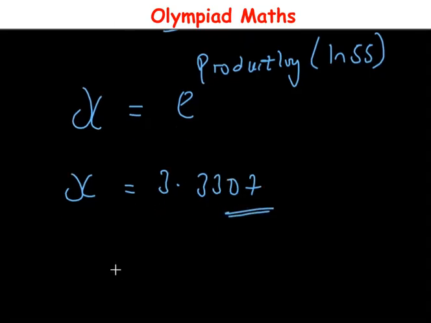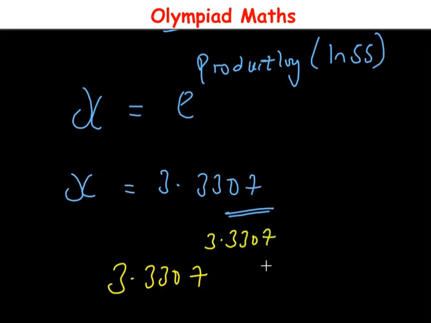So with this, if you have 3.3307 raised to power 3.3307, you will approximately get the value to equal 55. So we have gotten the value of x. That is the correct solution.